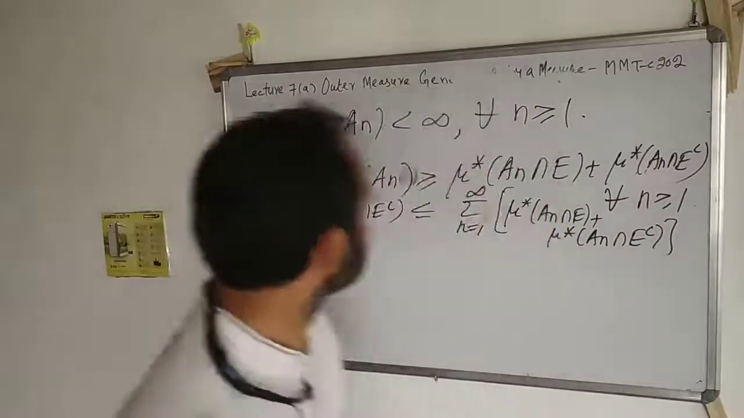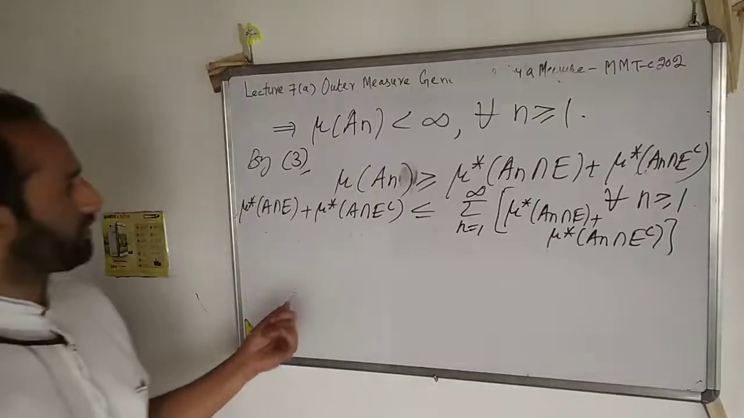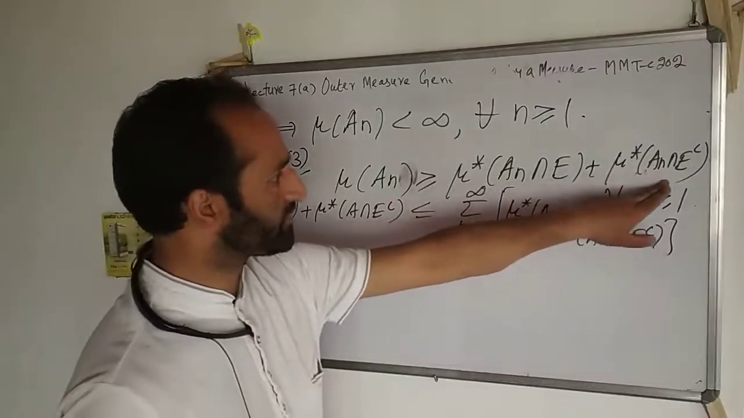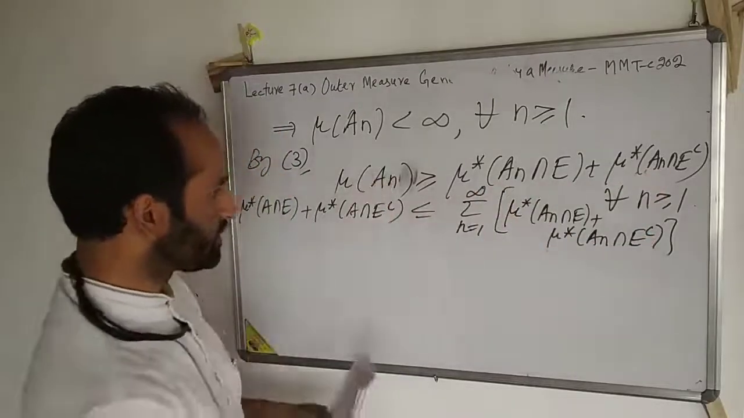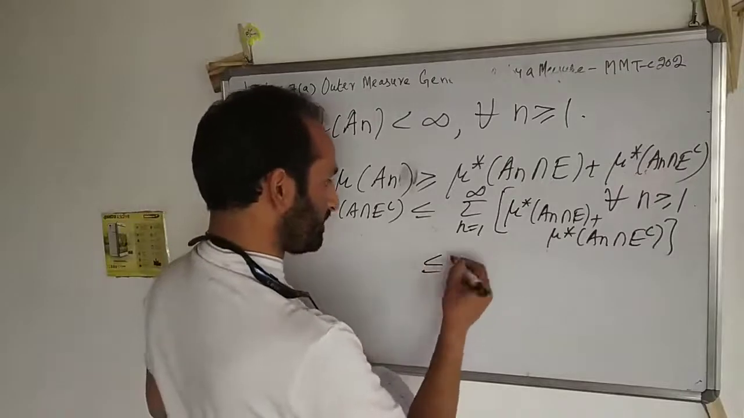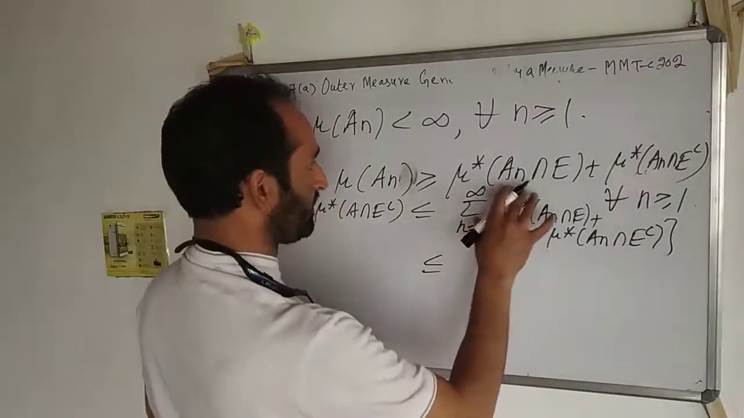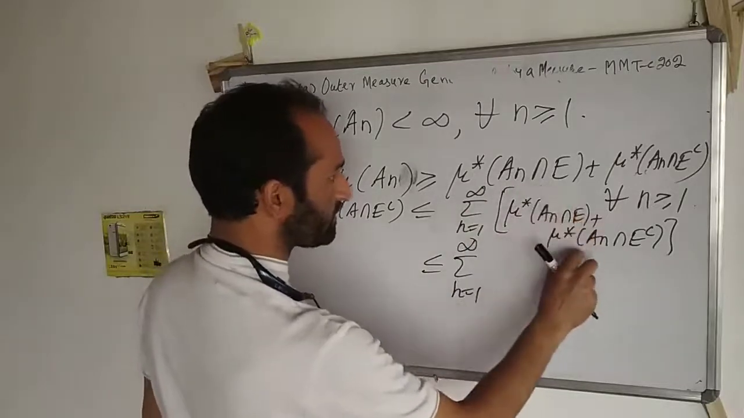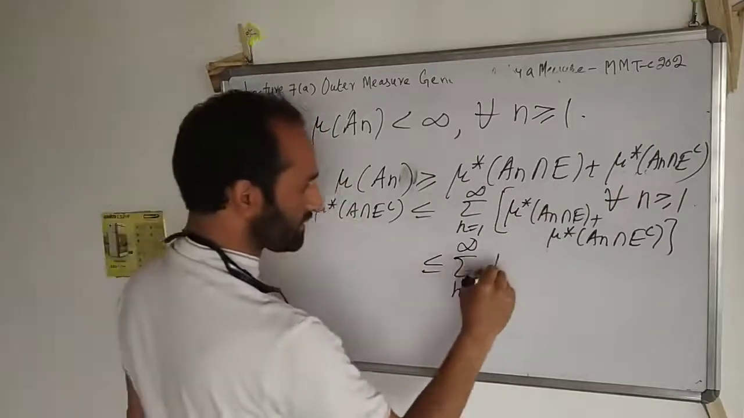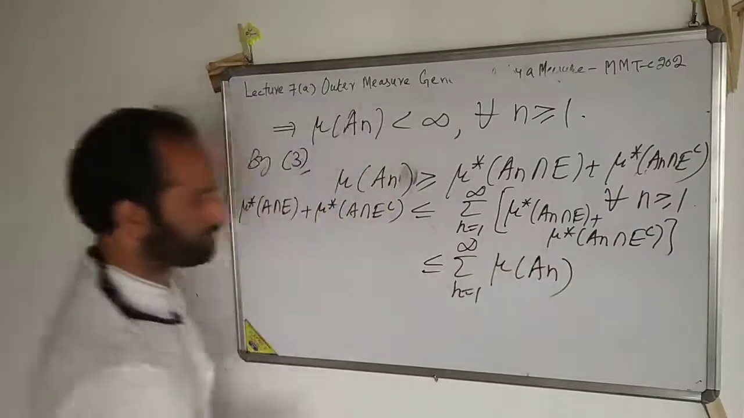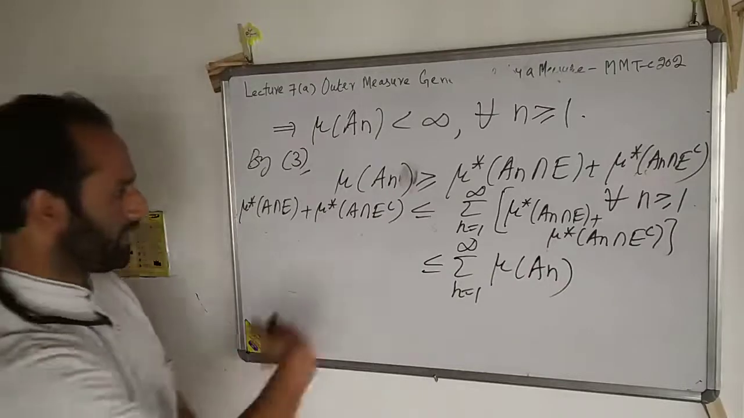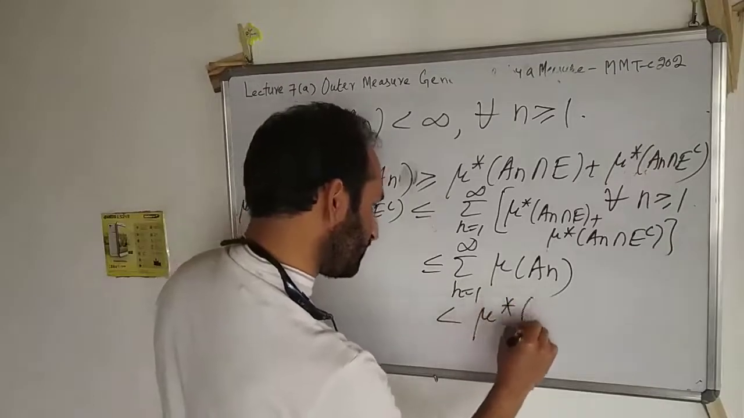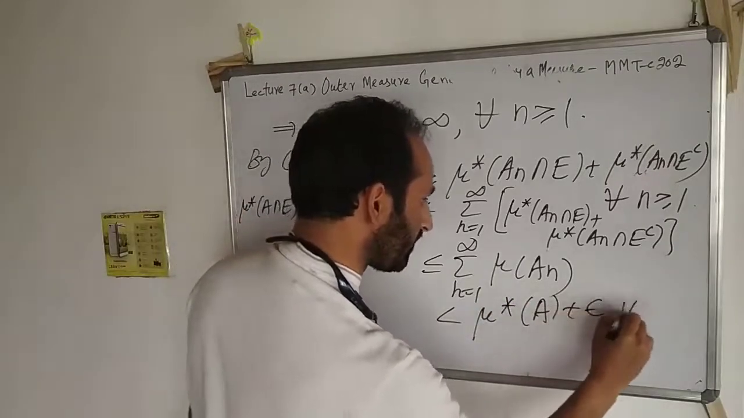Now look at here. μ*(A ∩ E) + μ*(A ∩ E^c) is less than or equal to μ*(E). So it's less than or equal to this one. It's the summation, n runs from 1 to infinity. This sum is less than or equal to μ(A_n). And from the property of the infimum, this is less than μ*(A) + ε for all positive ε.